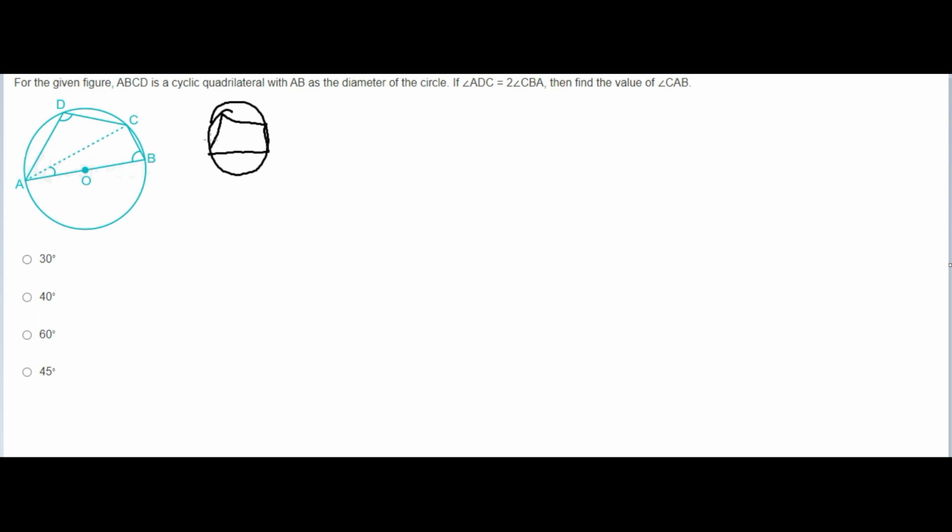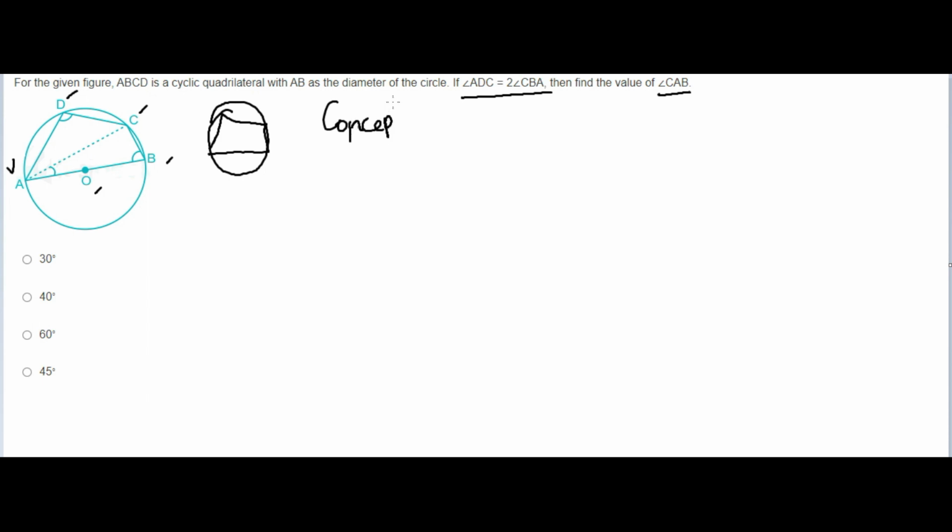What they have given is ABCD, and they have given the figure itself. So A, D, C, B, everything they have given. And what they have given is angle ADC is equal to twice angle CBA. And they are asking the value of angle CAB. It's very simple, and I have to tell you the major concept.